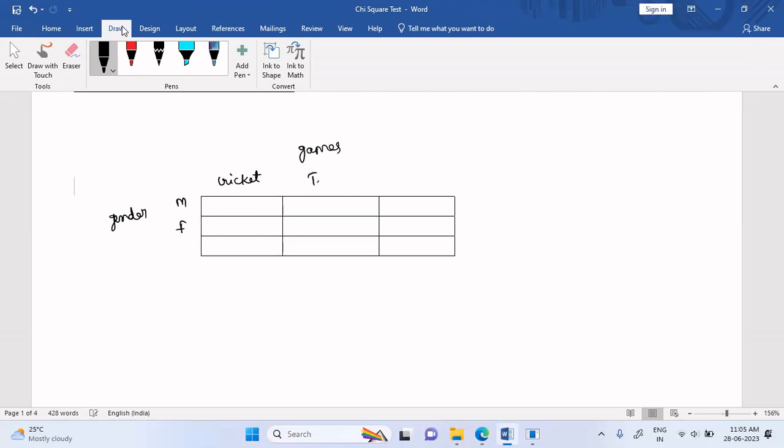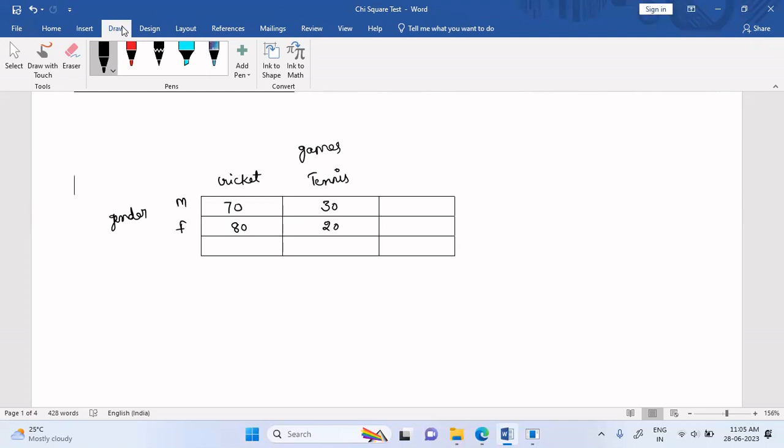cricket and tennis. Suppose 70 males choose cricket as their favorite game. Suppose 30 males choose tennis as their favorite game. 80 females choose cricket as their favorite game. 20 females choose tennis as their favorite game.